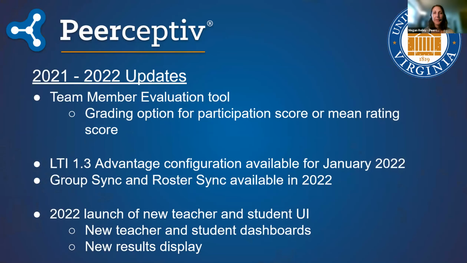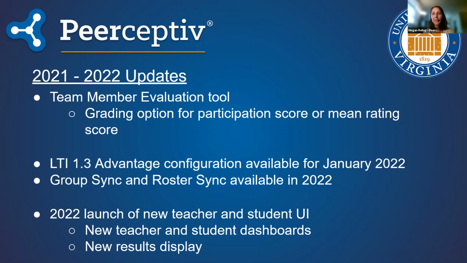The first update that we've made, and this one is live and current for everyone, is the team member evaluation tool. This is where, if you have groups of students, whether they be in groups for a class or groups for a whole semester, you can have them evaluate each other. This allows you as the instructor to know what's going on behind the scenes of the group, who's been pulling the whole group along and perhaps who hasn't been pulling their fair share.